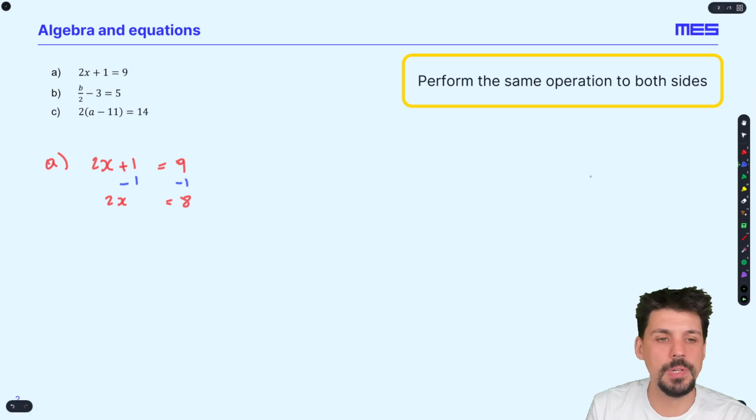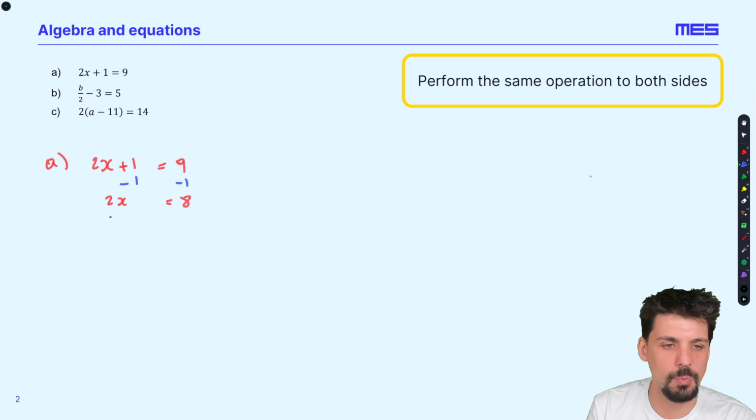Now intuitively we know what that means, but if 2x is 8, how do I get from 2 times x to 1x? I divide by 2, which will tell me that x is 4. Same thing, both sides. Fractions, no worry, mate. We will deal with them.